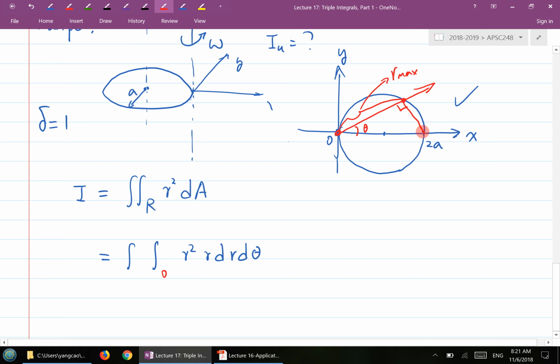So once you have this, you can make use of the triangle here, because this side is how long? 2a, right? And here is theta. So cosine theta equals R max over 2a. So R max equals 2a times cosine theta. That's your R max, and that's why R max is a varying quantity. It's not a constant here. So let's put R max over here.